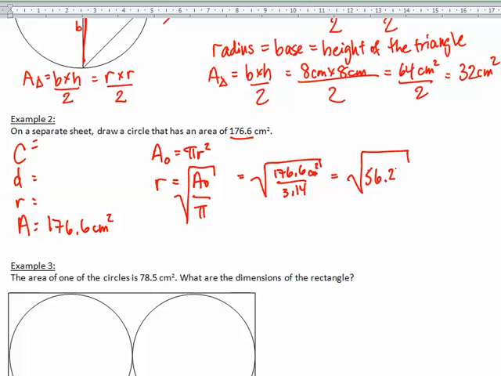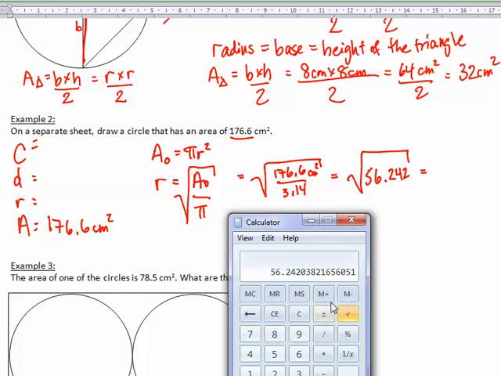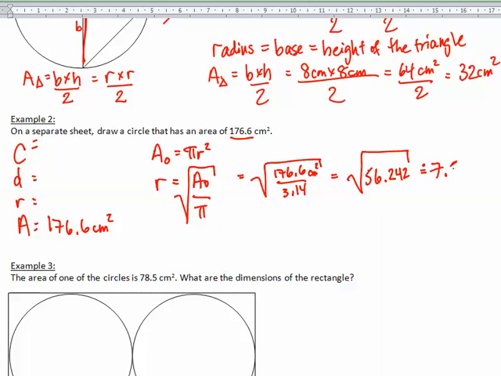And then I find the square root of that. I get 7.4994, which I'll round, so it's approximately 7.5. Then what I could do with that is this becomes the radius for my circle. So using a compass, if this is my compass right here, this distance will be 7.5 centimeters, or on the mark it would be 75 millimeters.